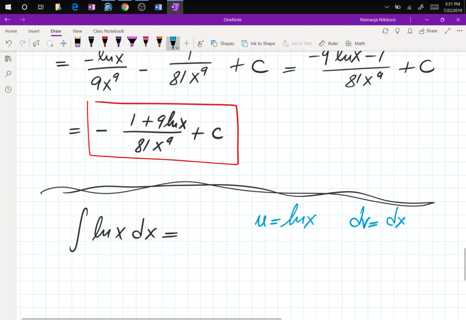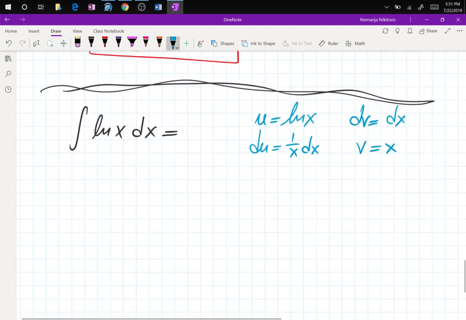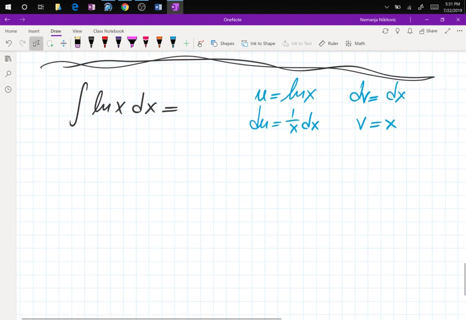Remember, you can't put ln in dv because dv gets integrated. And we don't know what the integral of ln is, right? So we better put it in for differentiation. And now du is 1 over x dx. And over here, v is just x. Integral of 1. You put your arrow here to help with the formula.